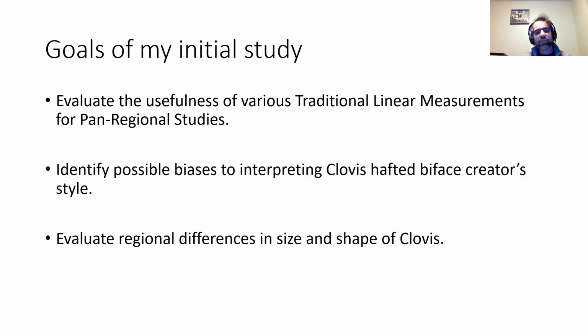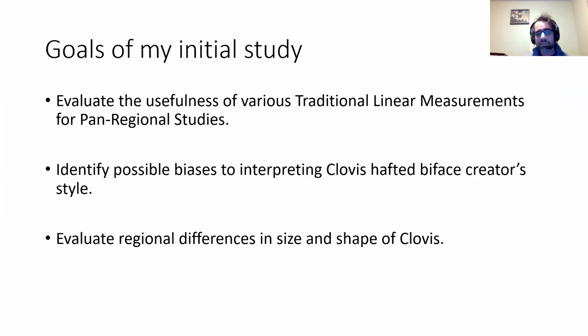So the goals of my initial study were to evaluate the usefulness of various traditional linear measurements. I was not using geomorphometrics at that point. I had intended to in my dissertation, but when we all sit down to write our dissertations, we have these giant ambitions. And I quickly realized that I needed to stick to traditional linear measurements if I wanted to get done. So that's what I did.